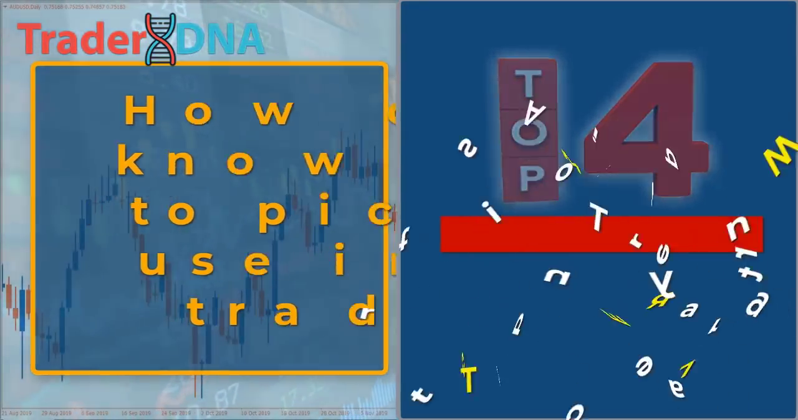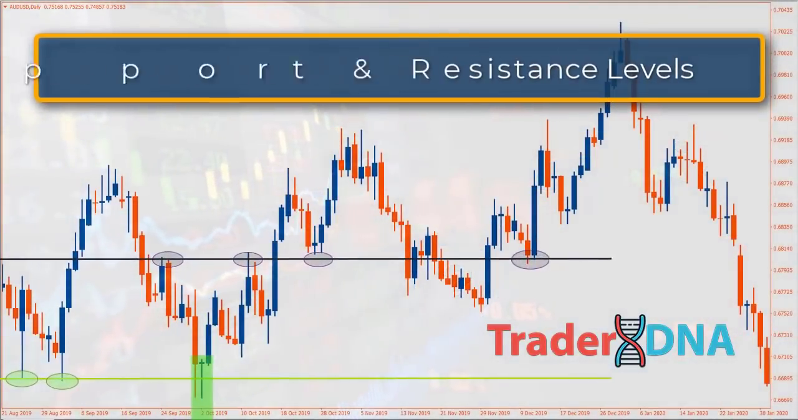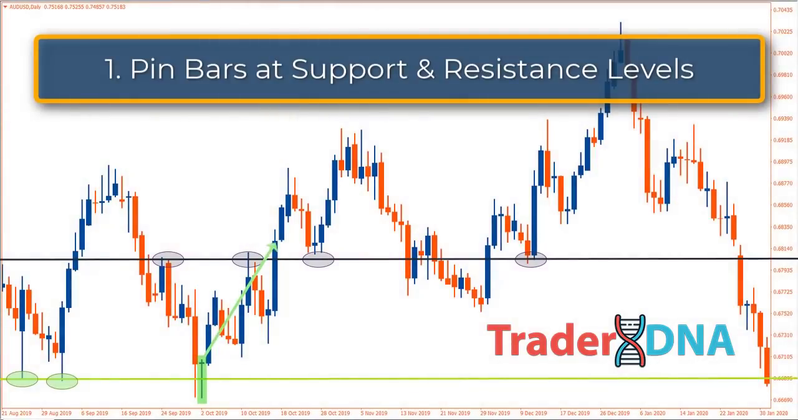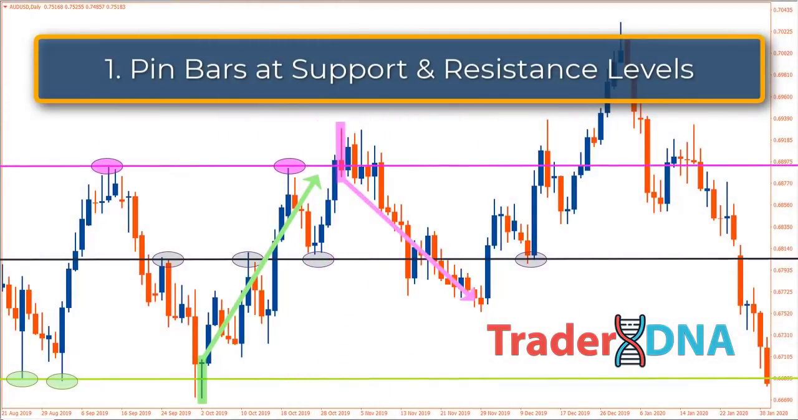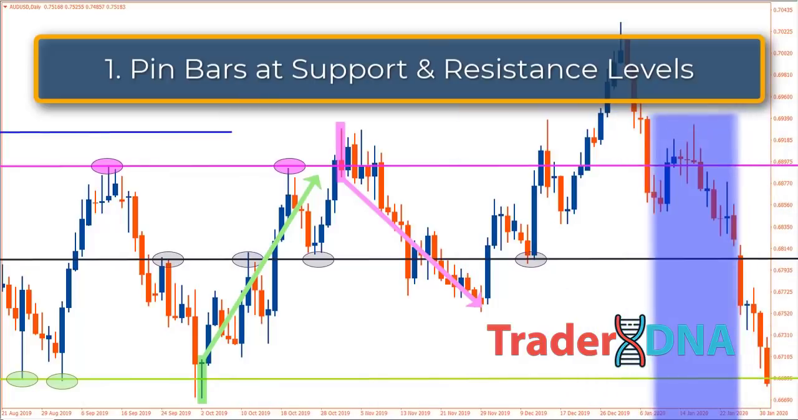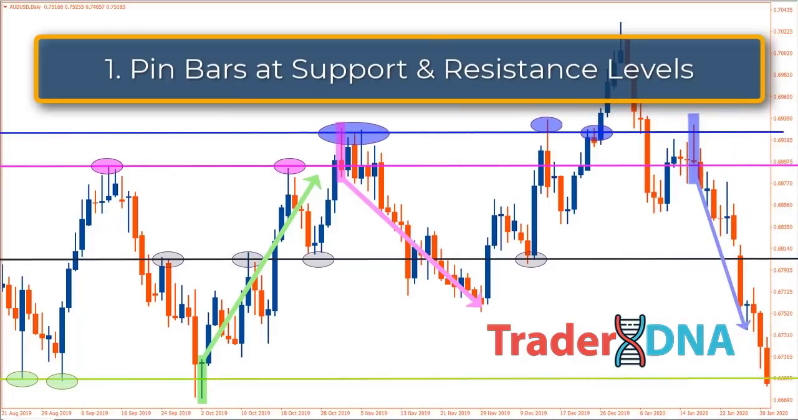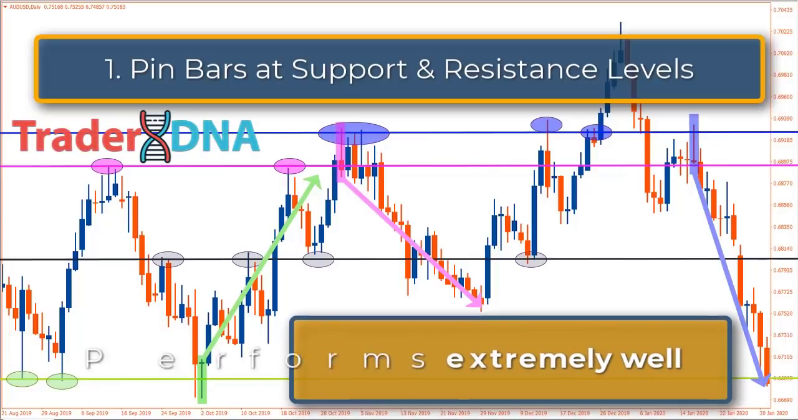System number 1. Pin bars at support and resistance levels. What do you get if you combine 2 of the most useful and well-known price action concepts together? The answer is a very good and high probability trading system. Trading pin bars at significant levels of support and resistance is one of the oldest trading systems around, but it's one that still performs extremely well today.